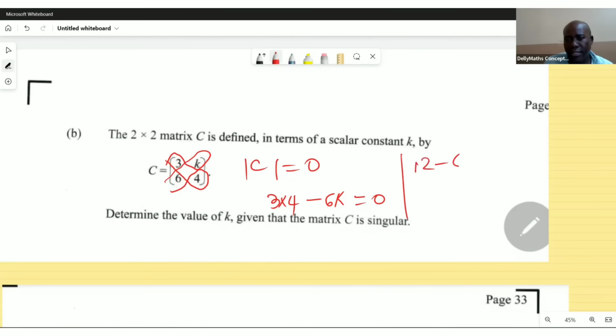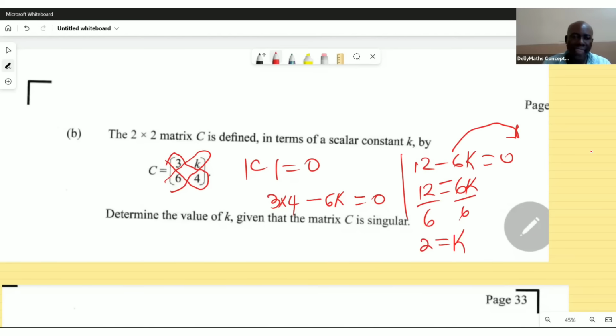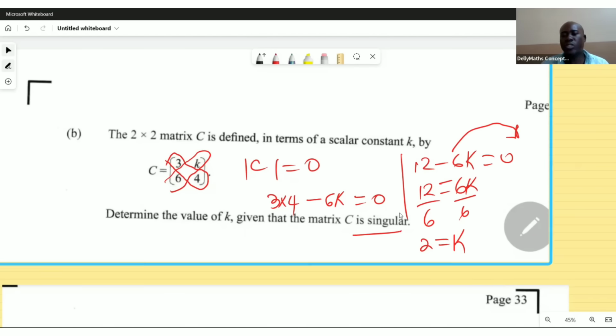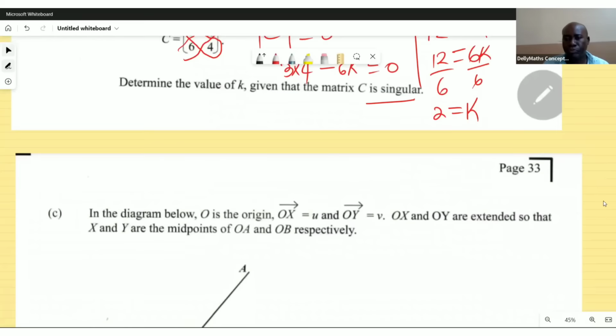12 minus 6k is equal to 0. 12 is equal to 6k. By getting the 6k on that side, we add 6k to both sides. Let me divide by 6, divide by 6. 2 is equal to k. So if k is equal to 2, then we will get a determinant of 0, which means we have a singular matrix right there. There you go.